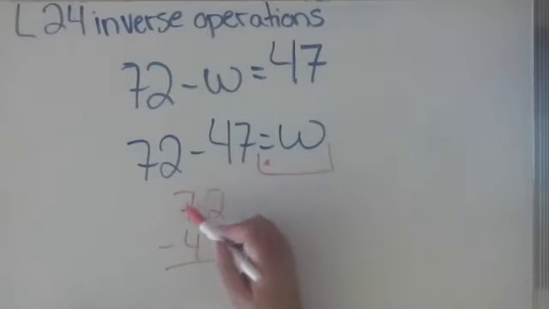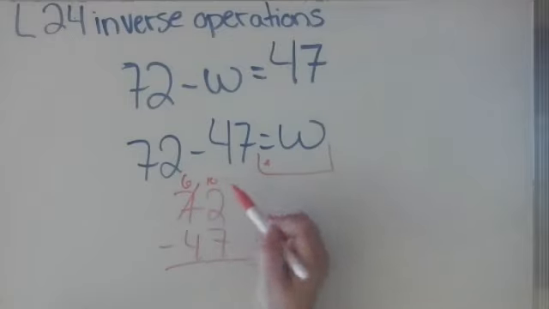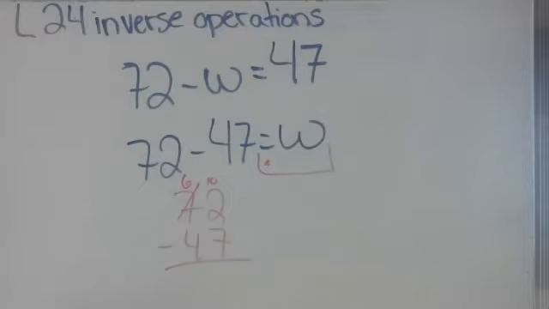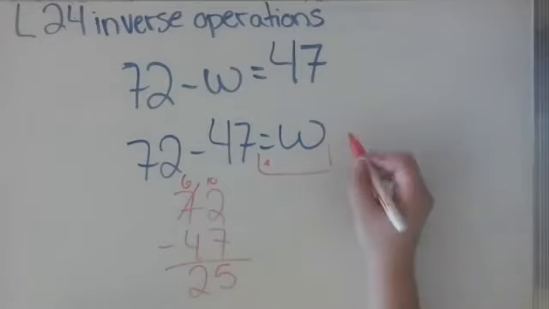I can't take 7 away from 2. I need to borrow. This becomes 12. 12 take away 7 is 5. 6 take away 4 is 2. That means my w is 25.